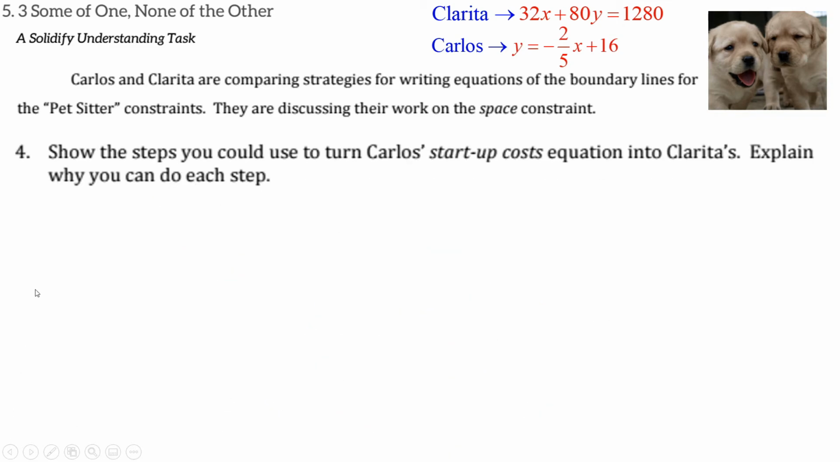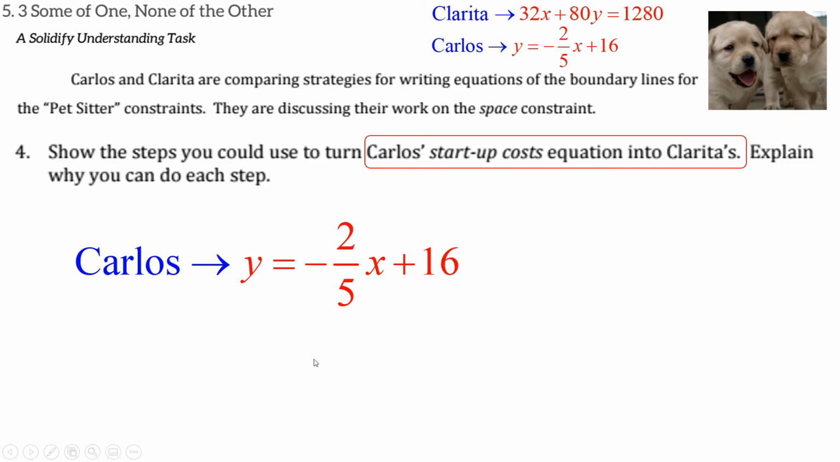Okay, now show the steps you could use to turn Carlos's startup cost equation into Clarita's. Explain why you do each step. All right, so let's go the other way. Carlos's equation is in slope-intercept form, and we need to convert this to standard form. The easiest way to think about this right now would be, how many y's do we need to get to Clarita's form? We need 80. So let's just multiply every term by 80.